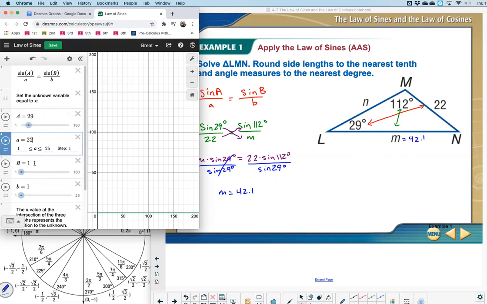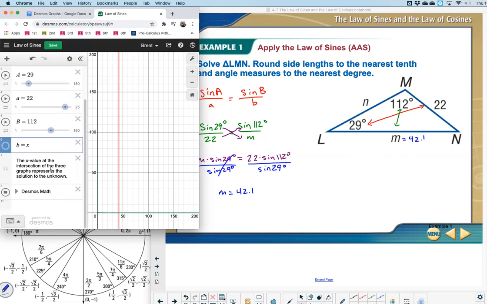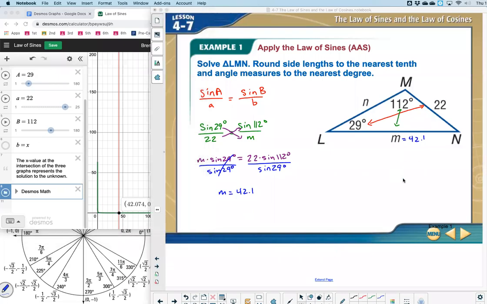I have 112, and we don't know what this is. I'm going to put it as the letter X. The unknown is X. According to this instruction, the X value at the intersection of the graphs represents the solution. It says 3. The blue one just appears when I hit that. The answer is the X value right there. 42, and again, I'm going to round to the nearest tenth, 42.1. Is that what we got? Now, which one was faster? Calculator.